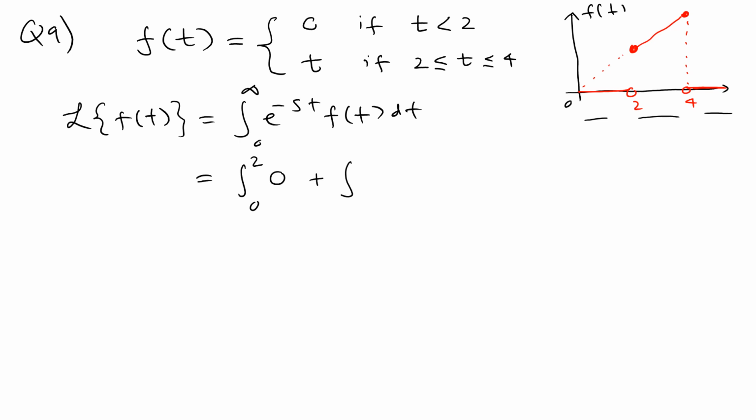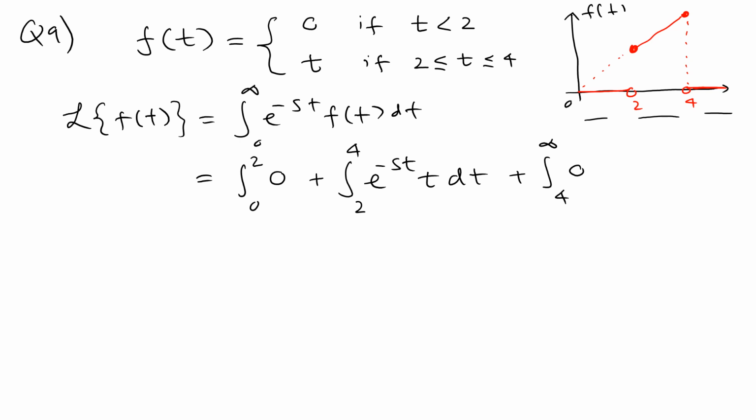For the second one, you can see 2 to 4, we have e to the negative st, and the function is t in that region, so just use the definition. And the next one, from 4 to infinity, you can see the function is 0 again. So that means you only get one integral here, and you're going to evaluate that.